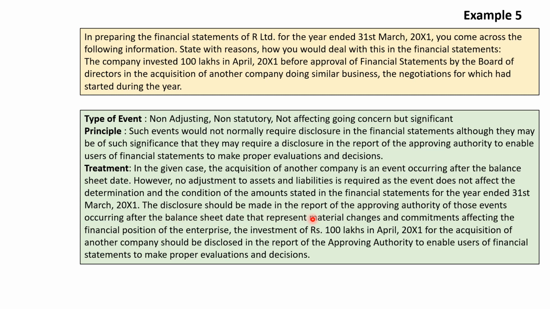The disclosure should be made in the report of the approving authority. Be careful. This is non-adjusting, so no question of the financial statement getting adjusted. This is not by way of a footnote because it is not a statutory liability, but this is by way of a disclosure in the director's report.